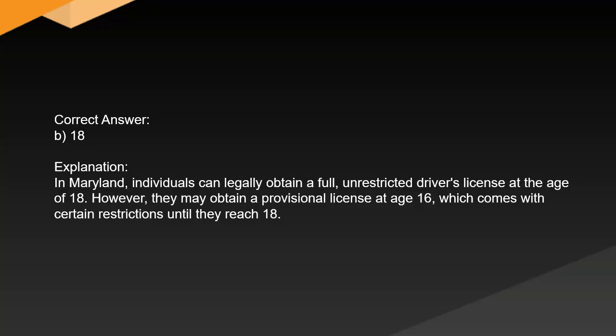Correct answer. B. 18. Explanation. In Maryland, individuals can legally obtain a full, unrestricted driver's license at the age of 18. However, they may obtain a provisional license at age 16, which comes with certain restrictions until they reach 18.